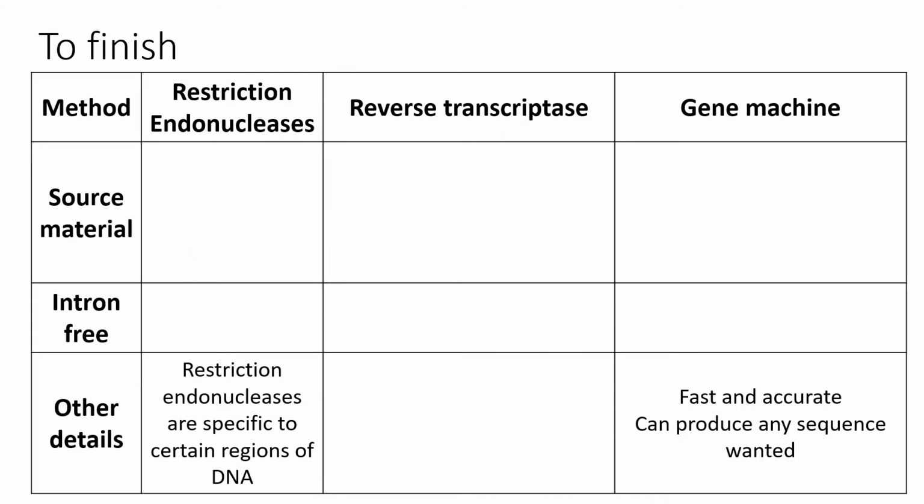So to finish off, we've got a little table. What you need to do is, for each of the three methods of isolating a DNA strand, restriction endonucleases, reverse transcriptase, or gene machine, identify what the source material is and also identify if introns are going to cause problems with that particular method. Pause the presentation now to give yourself time to work it out, and when you're ready you can restart.